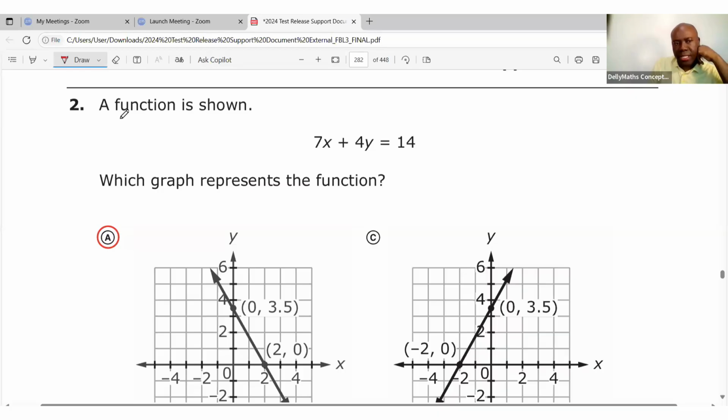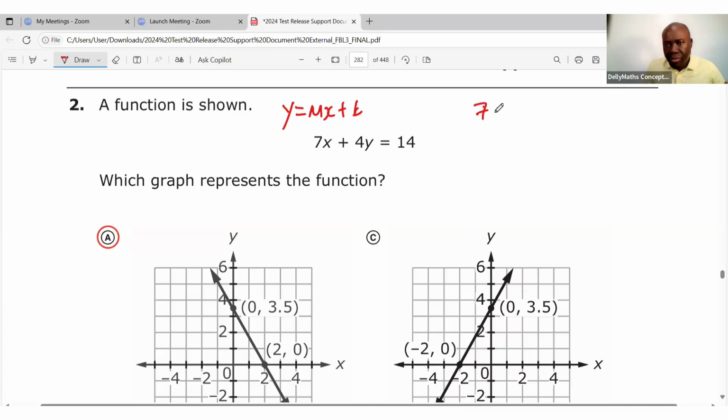So for the second question, it says a function f is shown. So what we have here is 7x plus 4y equals 14. Which graph represents the function? What I would want to do here is first write the equation in slope-intercept form. So I'm going to write it in y equals mx plus b format first. And when I put it in mx plus b, then I'm going to look at some stuff.